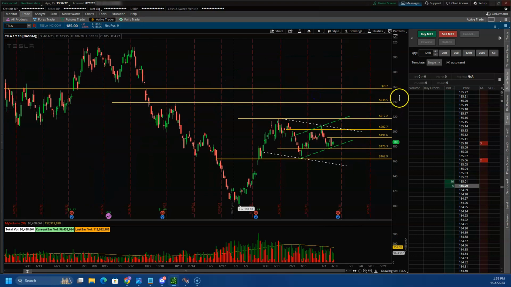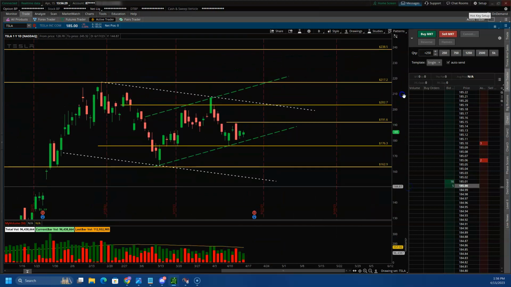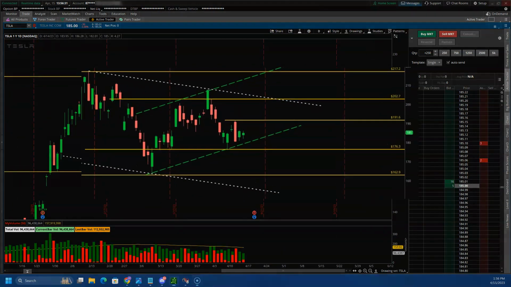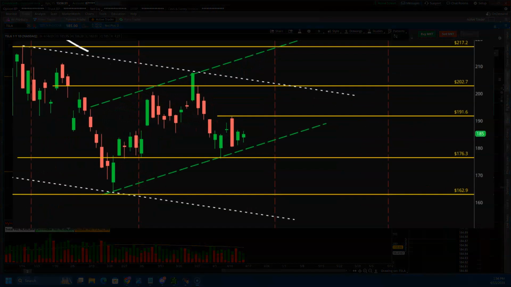So on a daily view, we've got two channels going on right now. We have this down channel shown in the white, right? And then we have this up channel shown in the green, right? So there are multiple ways you can trade this on an intraday basis. But for now, again, leaning a little weak to bearish, right?